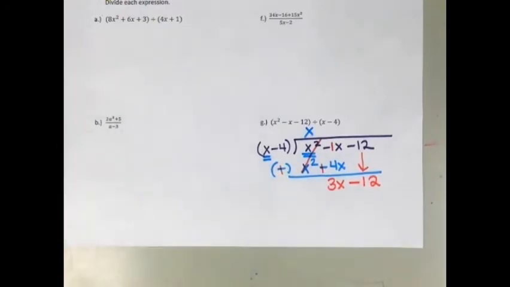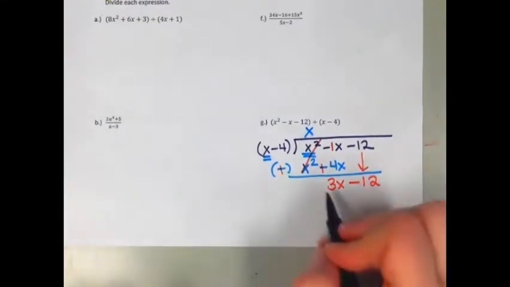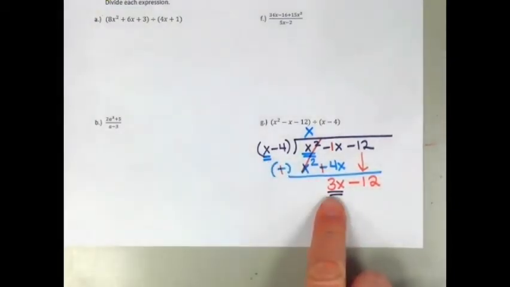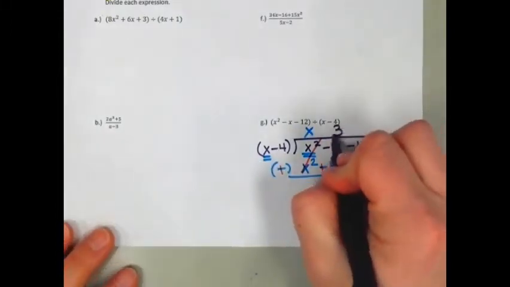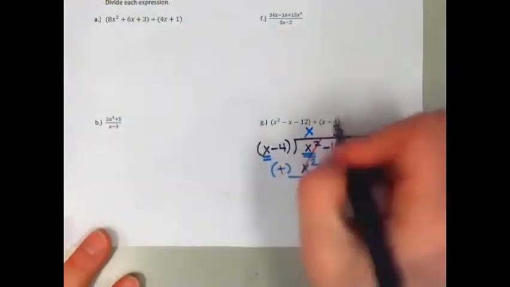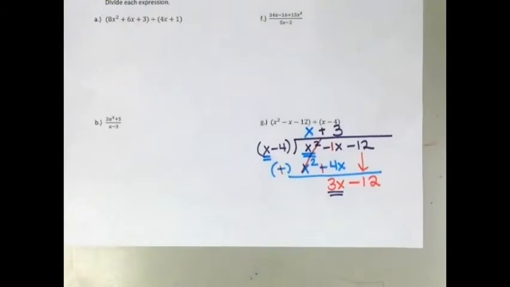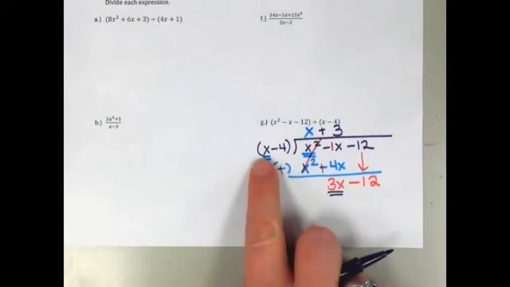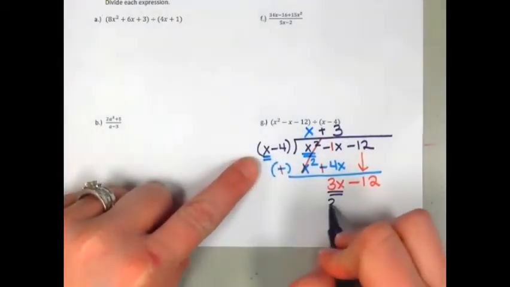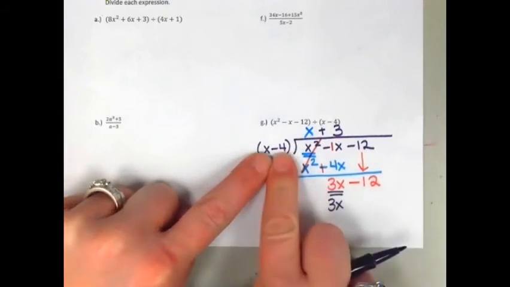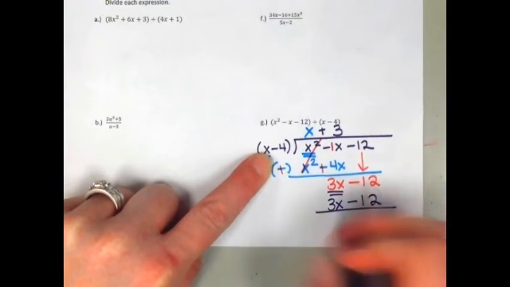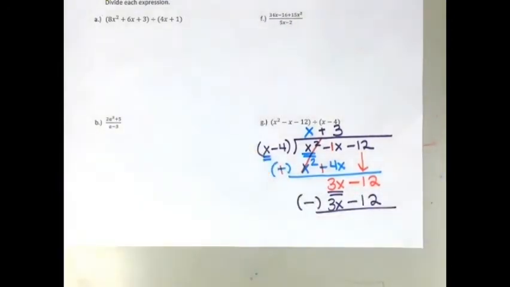And then we're going to do the exact same thing that we just did. Okay, so we start with the 3x. X times what gets me to 3x? Or what's 3x divided by x? 3, right? Is that a positive or negative 3? Positive, so I'm going to put a plus sign here. Okay. So now I'm going to distribute the 3 through everything. What's 3x times x? 3x. And what's 3 times a negative 4? Negative 12. And then I subtract, right? What's 3x minus 3x?